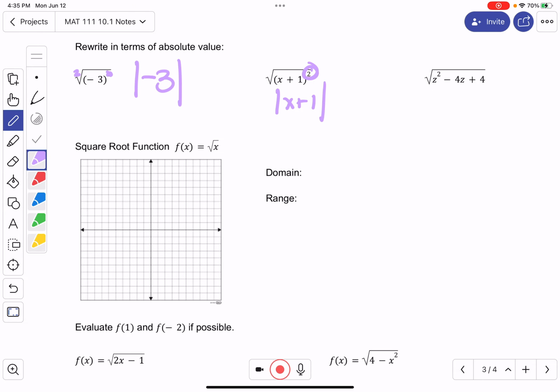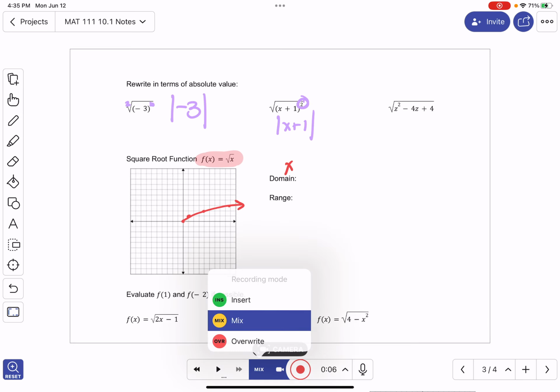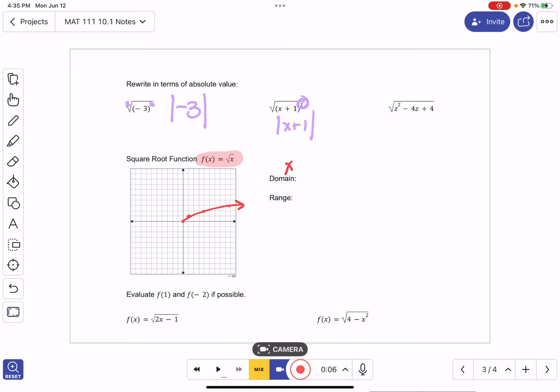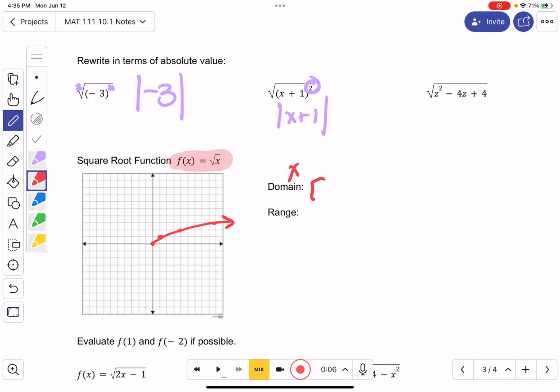All right, so now the square root function. f of x equals root x. That function looks like this. That's your graph. So if our domain is all x values, we start at 0 and go up forever. So 0 to infinity. And the range is the same thing. That's all the y values. And that starts here and goes up forever. So the range is also 0 to infinity.